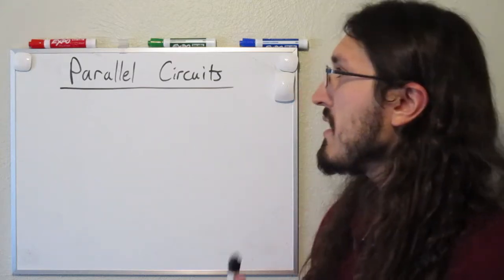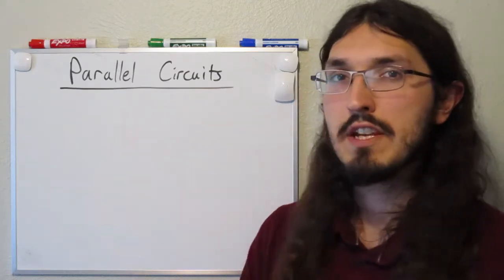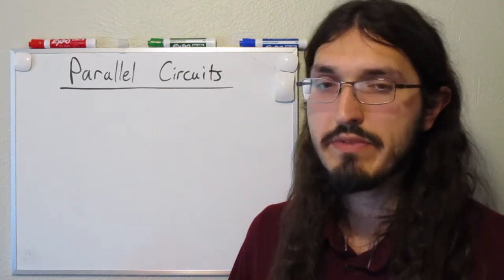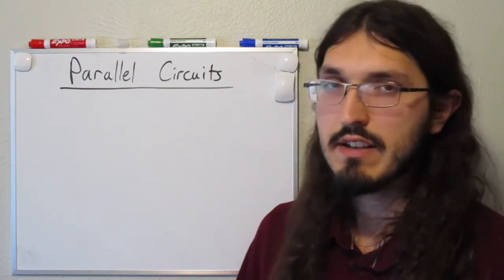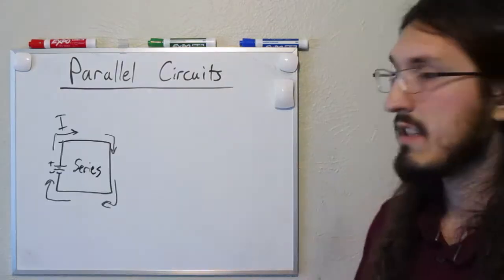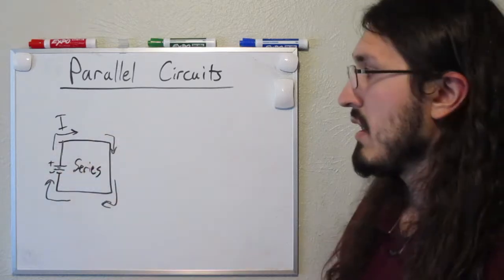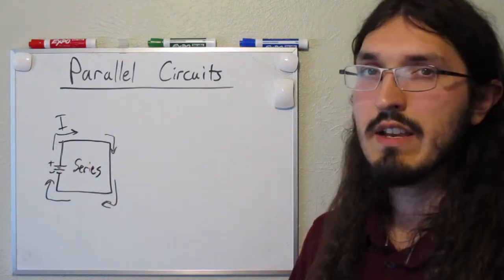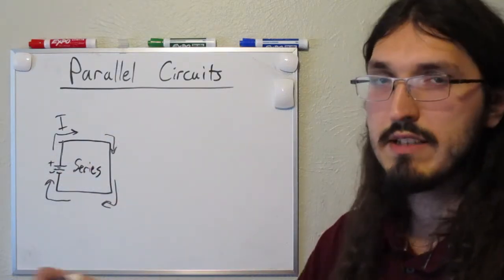Today's lesson is going to be on parallel circuits. In the last video we talked about series circuits, the other type of circuit. In a series circuit, the current can only flow in one path. Okay, so in a series circuit it's just like a single loop where the current can't really go any other way. In a parallel circuit, the current can split to different paths.